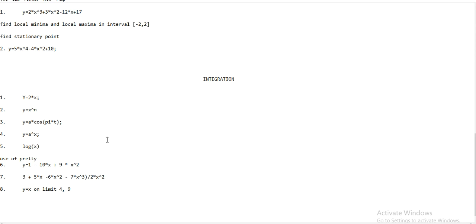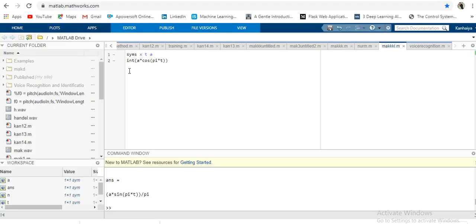y equal to a to the power x. Generally, no one used to remember the integral of a to the power x. Even when I was studying in class 12, I didn't used to remember it. I used to forget that one. Okay, so a to the power x.